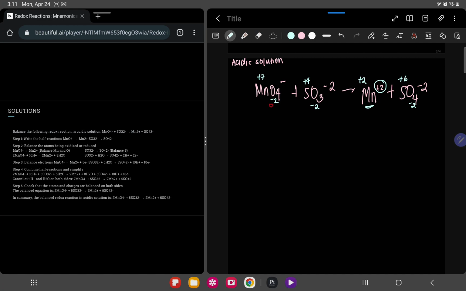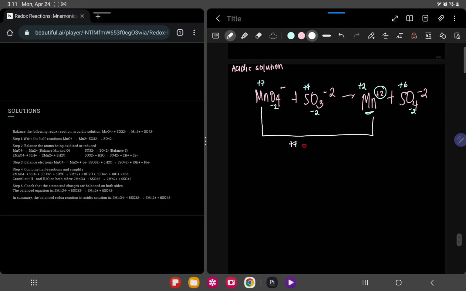So let's see, our manganese, I'm going to change the color. For our manganese, we have positive 7, it became positive 2. So in this drastic change, we go down 5 steps below. Our positive 7 becomes positive 2. That means we are decreasing the positivity and making it more negative. So what happened here is gaining of electrons.